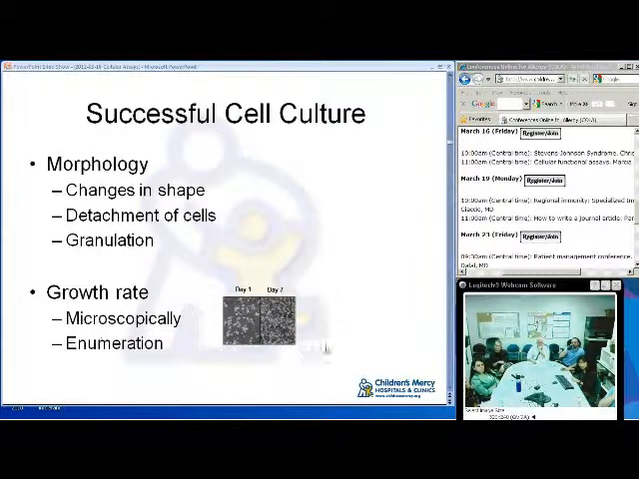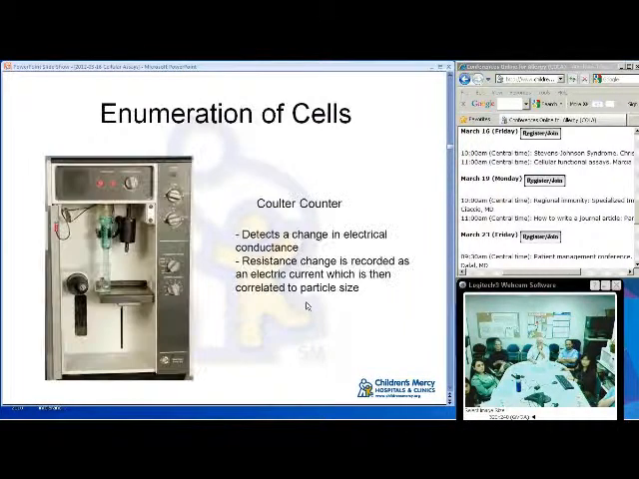And so you see here is a microscope view of cells, lymphocytes at day 1 and at day 7. You see that by day 7 there are a lot more cells than at day 1. So that's an indication that they're growing fine in the tissue culture.